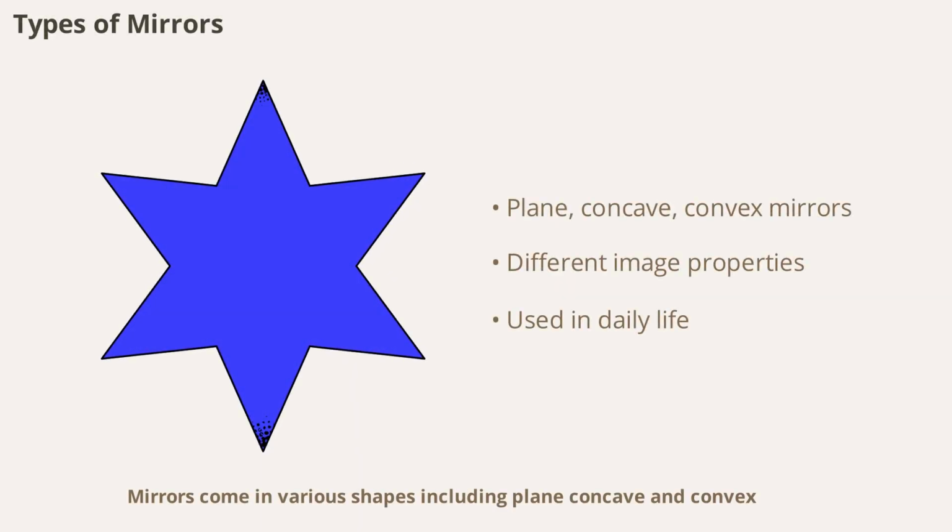Mirrors come in various shapes, including plane, concave, and convex. Plane mirrors produce images that are the same size as the object, while concave mirrors can magnify or reduce images depending on the object's position. Convex mirrors always produce smaller, upright images. Each type of mirror has unique applications in daily life and technology.